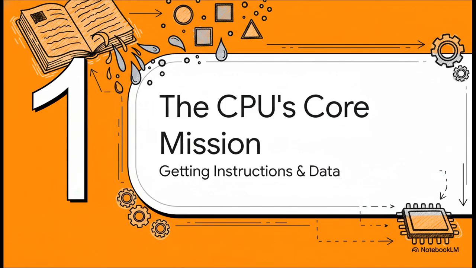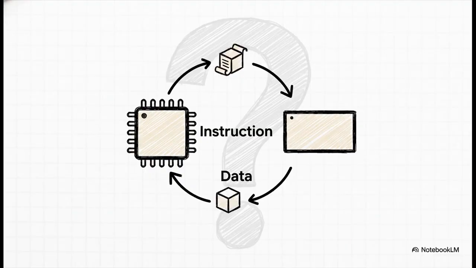Okay, let's start at the very beginning. At its heart, a processor is basically a machine that follows a recipe. But to do its job, it needs 2 things. It needs the recipe itself, we call those instructions, and it needs the ingredients to work with. That's the data. It's just this constant, simple loop. Get an instruction, then get the data for that instruction, over and over again.